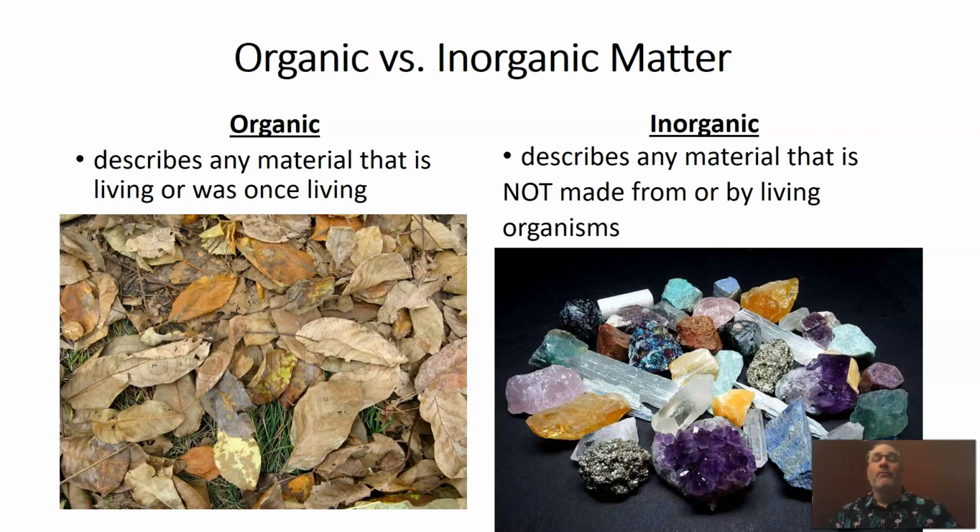Now, inorganic matter really is just quite the opposite. That prefix "in" means not. So inorganic just means that it's any material that was not made by a living organism. The most common examples of that are things like rocks and minerals, things like air, things like water, all of those things are examples of inorganic matter. So organic matter was once living or is living or was made by something that was once living or is living, and inorganic matter is not made by living organisms at all.